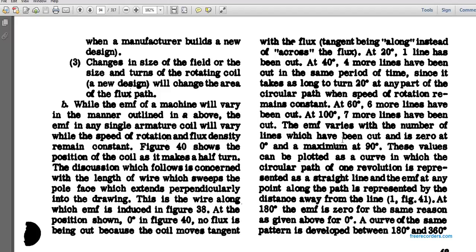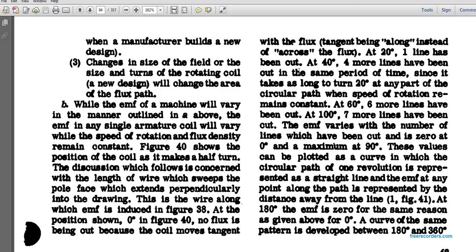Figure 40 shows the position of the coil as it makes a half-turn. The discussion concerns the length of wire that sweeps the polar faces, which extend perpendicular into the drawing, the wire along which EMF is induced. In figure 38, at the position shown at 0 degrees in figure 40, no flux is being cut because the coil moves tangent to the flux, along the flux instead of across it. At 20 degrees, one line is being cut, and at 40 degrees, more lines are cut.